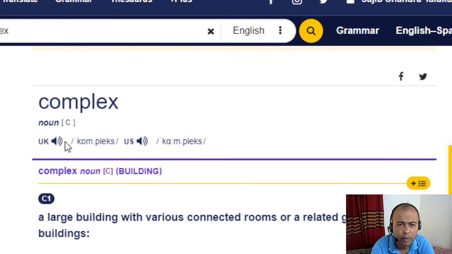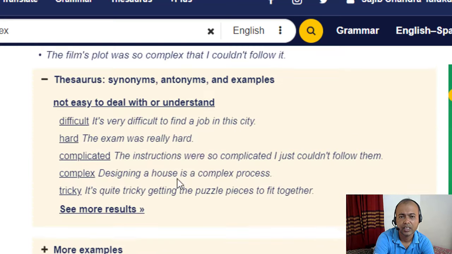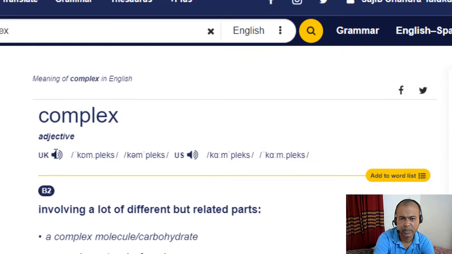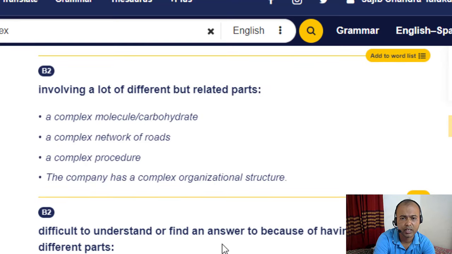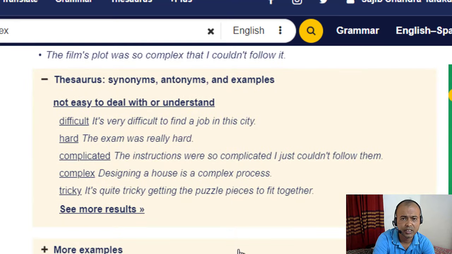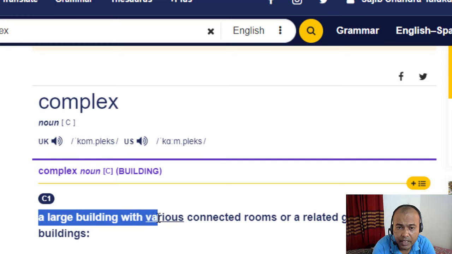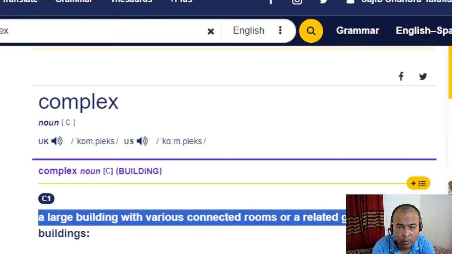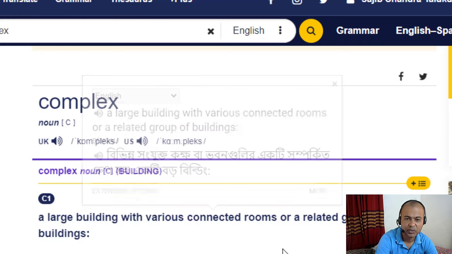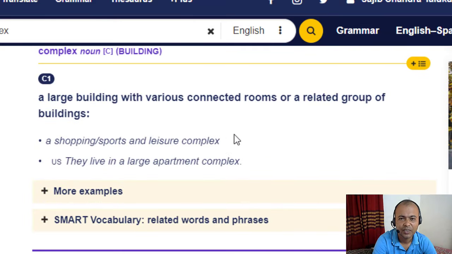And then we have got another meaning of complex. So this is the interesting part. So previously we have got complex means it's difficult, it's not easy to understand or get the answer, so this is called complex. But here we have found a large building with various connected rooms or a related group of buildings. So learners, look at that and try to remember. Sometimes we say this shopping complex.